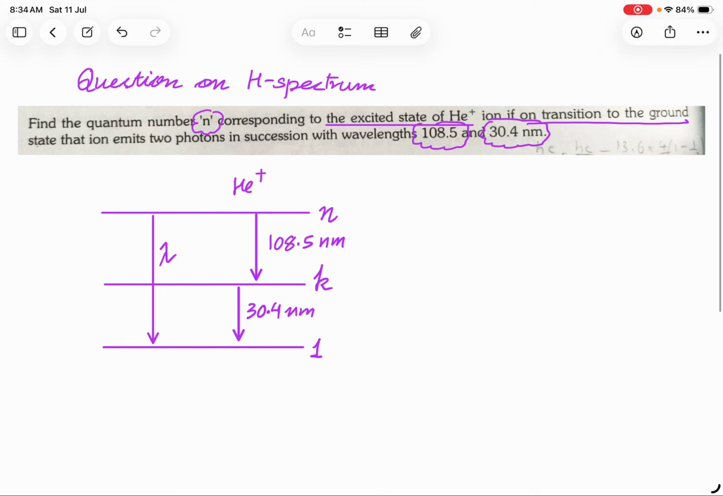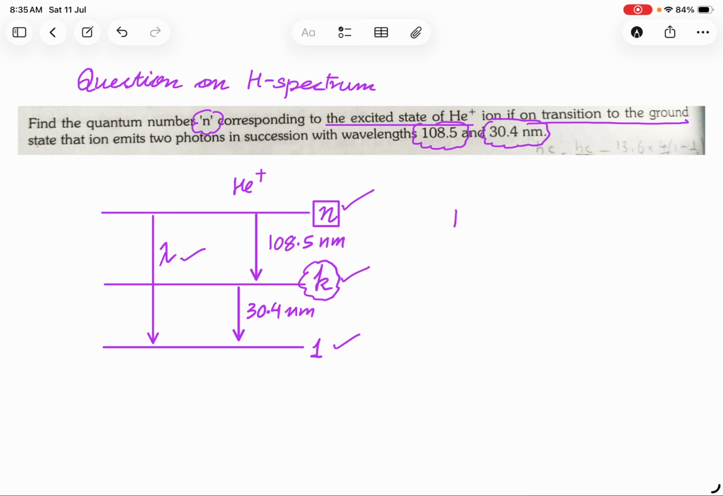So it starts from this point n, and it has a little pause at k and then comes to the ground state. So obviously we are not interested in this k anymore. We are interested only in finding the value of n. So the immediate thing would be, when this helium plus sample directly comes from n to 1, this would be the lambda emitted.